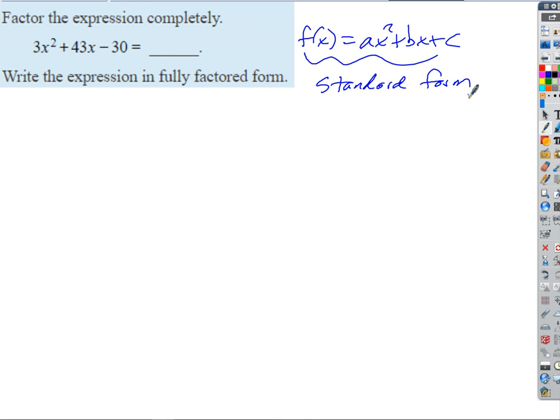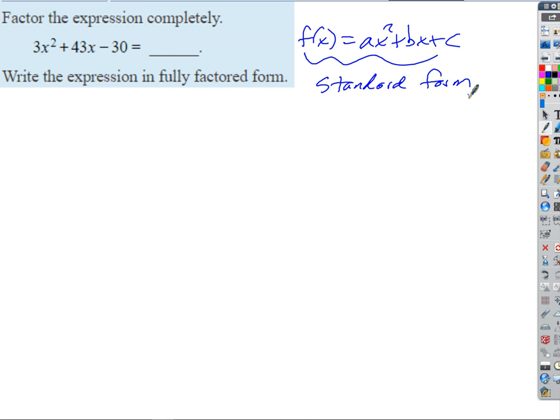Okay, 3, 43, negative 30. So what do we always want to try to do first? Factor out the greatest common factor. Is there a greatest common factor? There's not, other than 1, and we don't care about 1. So we're stuck with an a that is not equal to 1 this time, which makes this a little bit tougher.